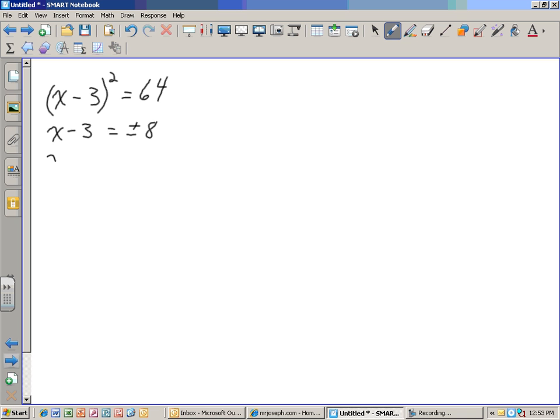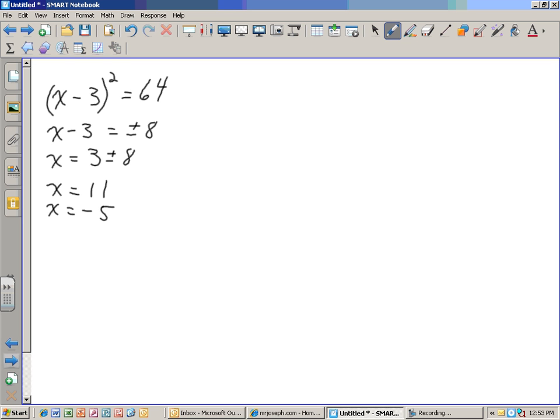So adding 3 to both sides, we're going to write it this way: 3 plus or minus 8. Then we want to finish this off a little bit, so x is equal to 3 plus 8, and x is equal to 3 minus 8. If you were to graph this parabola, subtracting 64 and making it y equals, these are the 2 spots where it would cross the x-axis, at 11 and negative 5. Okay.